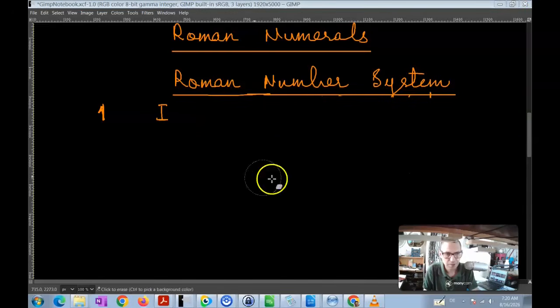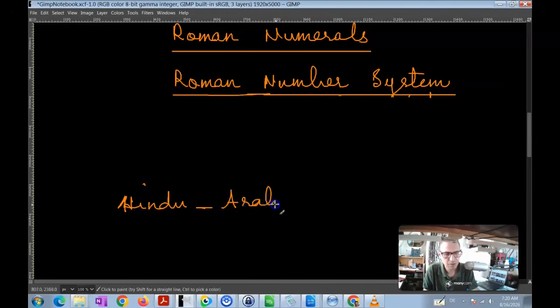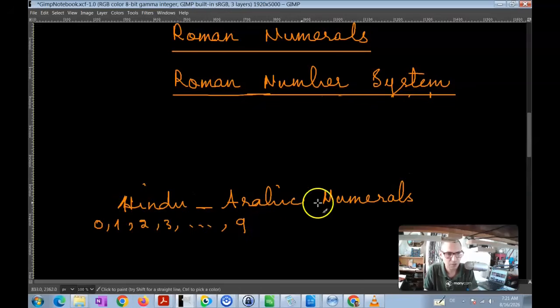Now in the decimal number system, we use the Hindu-Arabic numerals, and those are the characters that we use in the number system in order to write our numbers down, which is 0, 1, 2, 3, all the way up to 9. These are called the Hindu-Arabic numerals.